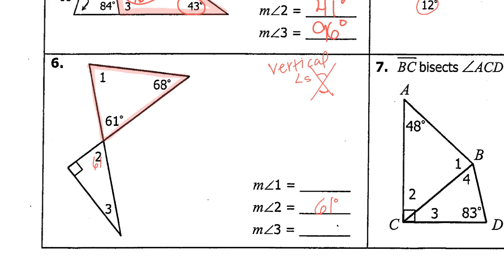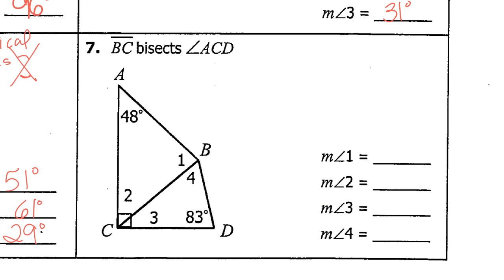To find angle 1, add 61 and 68 together, subtract from 180, and you get 51 degrees. To find angle 3, I would add my 90 degrees, my 61 degrees, subtract from 180, and I get 29 degrees.